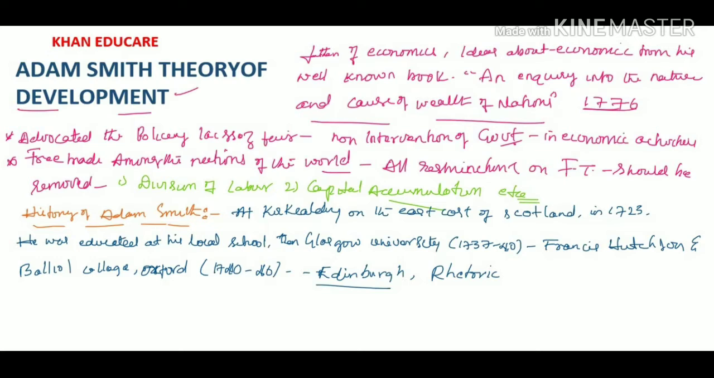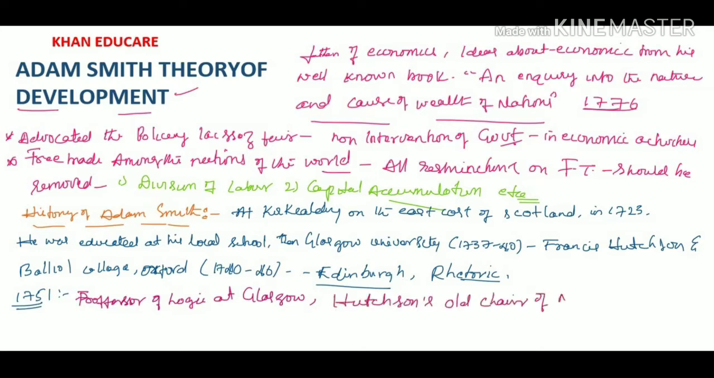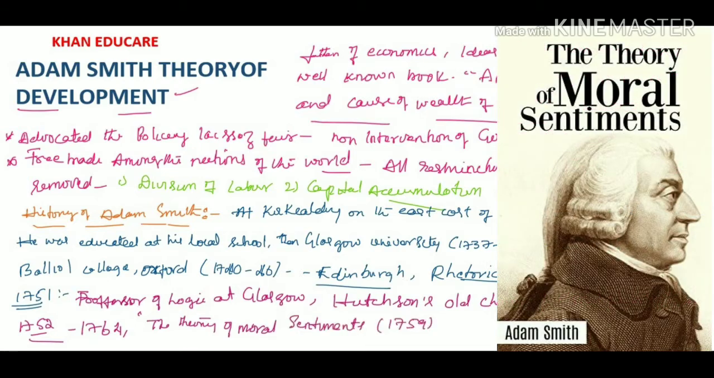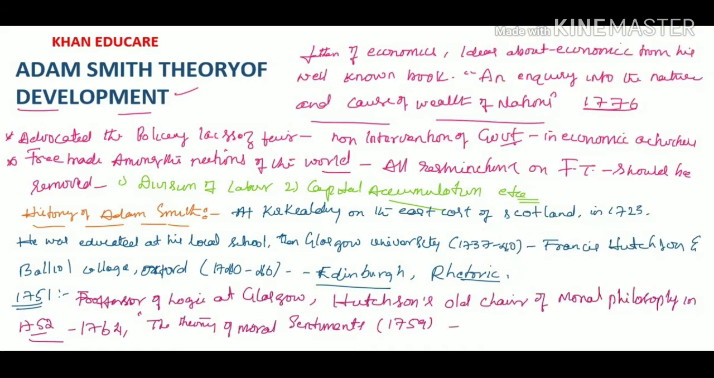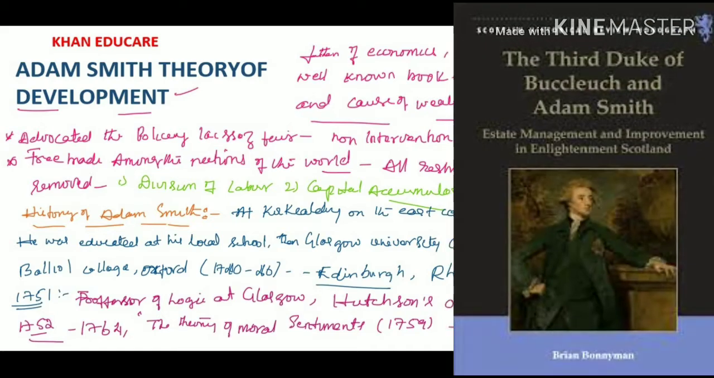In 1751, he was appointed as professor of logic at Glasgow, but he was translated to Hutcheson's old chair of Moral Philosophy in 1752. He held this appointment until 1764. During this period, 1752 to 1764, he published The Theory of Moral Sentiments. In 1764, Smith resigned his professorship to become the tutor to the young Duke of Buccleuch.